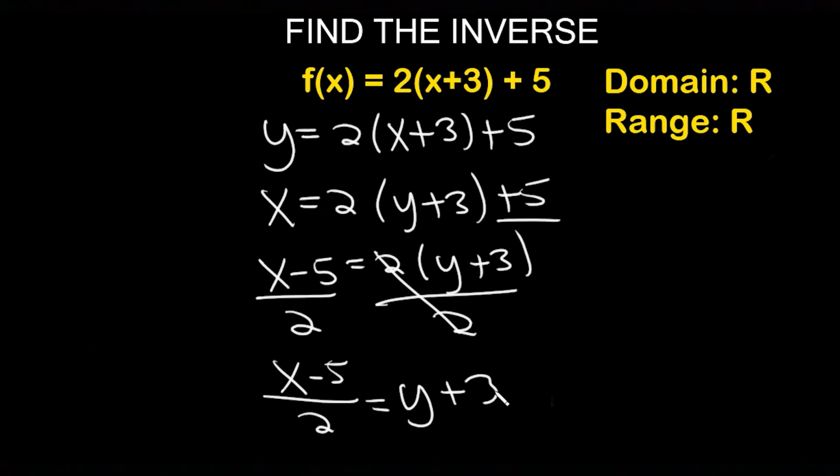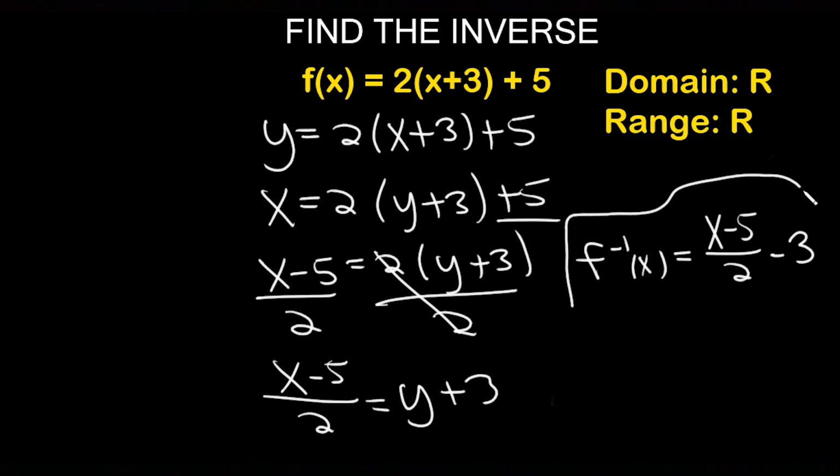And I'm going to do this all in one go. I'm going to go ahead and put it in function notation. So I'm going to say here, f inverse of x is going to be equal to x minus 5 all over 2. And then again, we said we have to subtract that 3, right? So minus 3, just like that. Okay. So there's the inverse function.